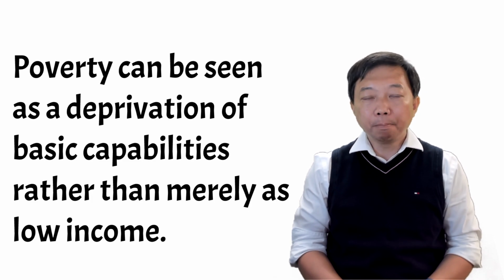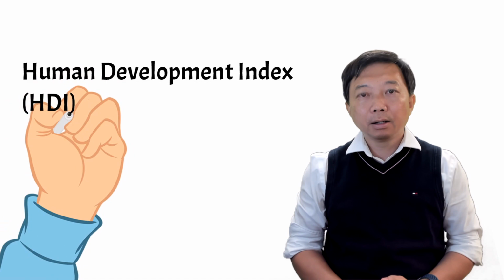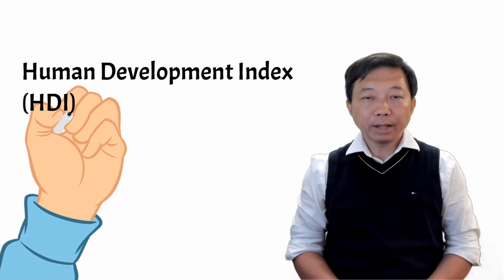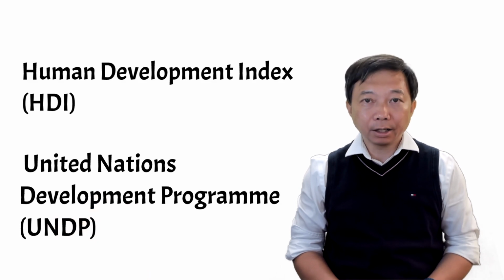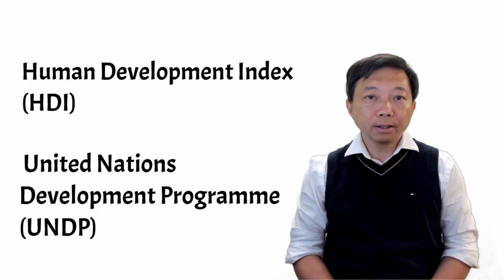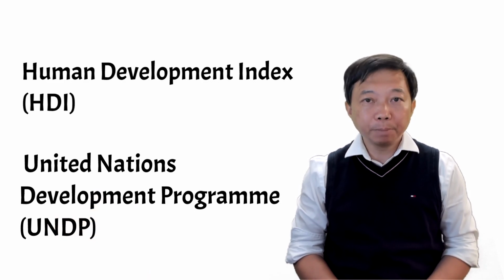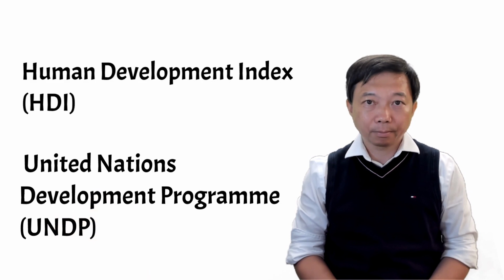He proposed a measure of human development called Human Development Index. It combines indicators of life expectancy, education, and per capita income. The United Nations Development Programme nowadays uses the HDI to rank countries according to their level of human development. The HDI is intended to capture the multidimensional aspects of human well-being rather than rely on a single indicator such as GDP.